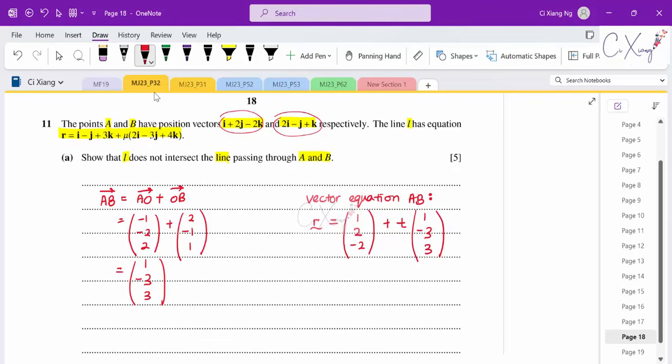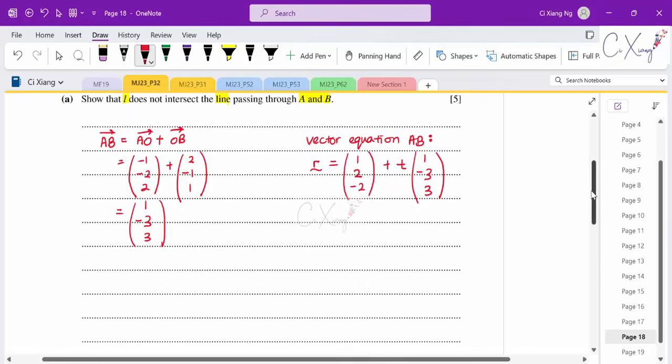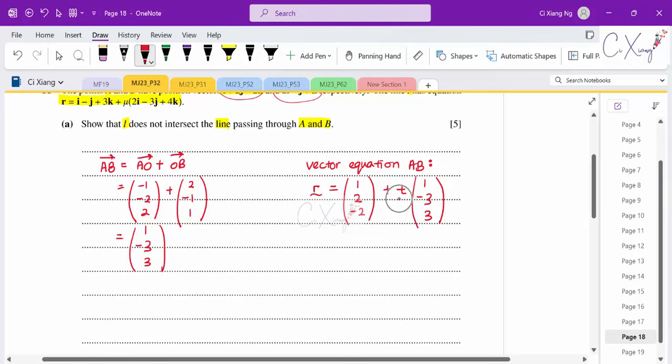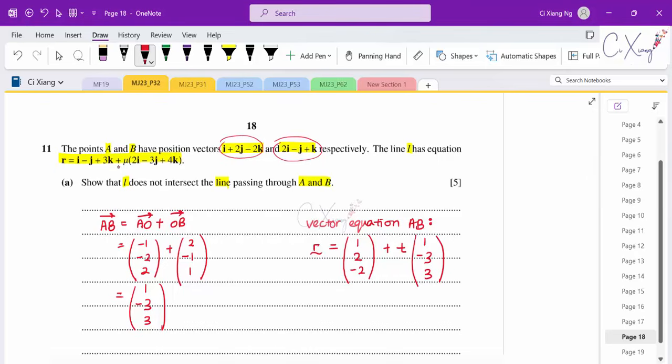So first I get the vector equation for AB, and now they actually want us to prove that the line L and the line AB do not intersect. To prove that they do not intersect with each other, the best way is to equate these two equations, and we try to solve for the value of t and also the value of mu. If let's say they intersect with each other, the values of t and mu are true for all the equations in the vector equation.